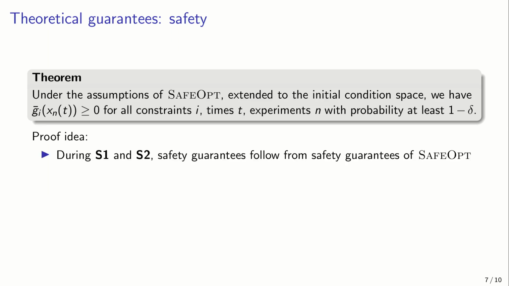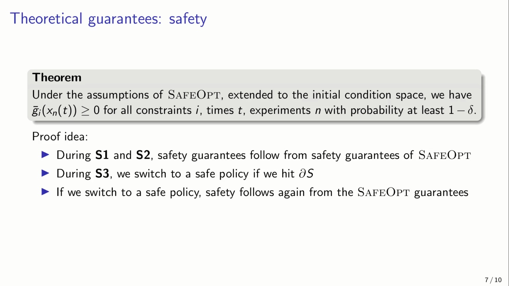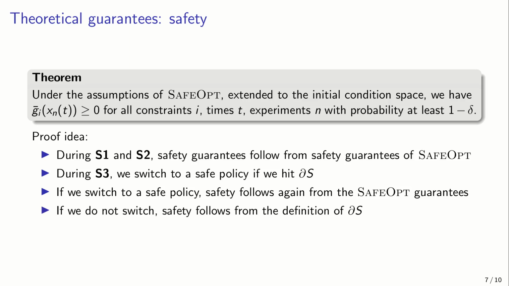So during stages 1 and 2, the safety guarantees follow straightforwardly from SAFEOPT, since this is basically what we are doing during these stages. During stage 3, we switch to a safe policy whenever we hit the border of the set of safe initial conditions. If we switch to a safe policy, safety follows again from the SAFEOPT policies. If we do not switch, that means we have never hit the border of the set of safe initial conditions, and then safety basically follows by definition of the set of safe initial conditions.